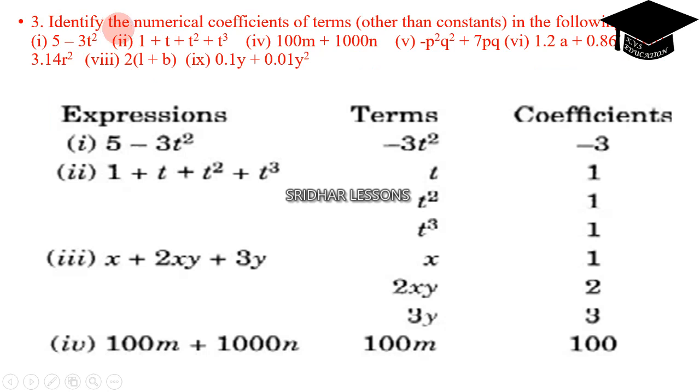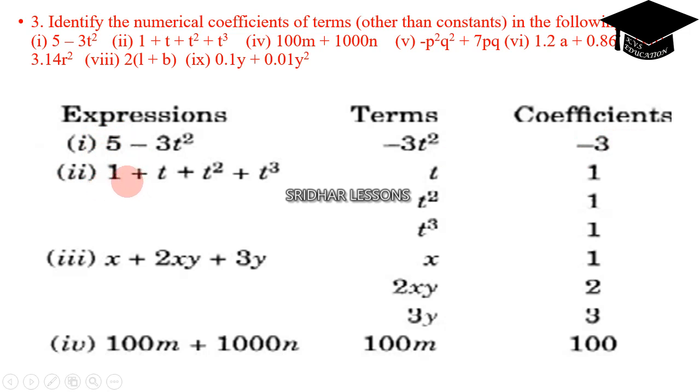Question number 3. Identify the numerical coefficients of terms other than constants. Okay, we have to find the numerical coefficients. Students don't get confused with the constant. First expression, 5 minus 3t square. Here the term minus 3t square has a numerical coefficient, and the coefficient is minus 3. 5 is a constant.